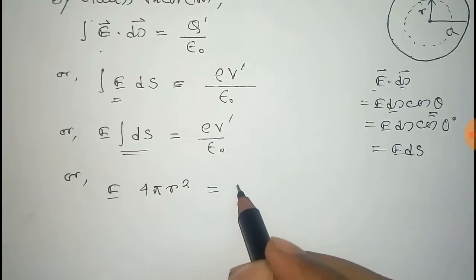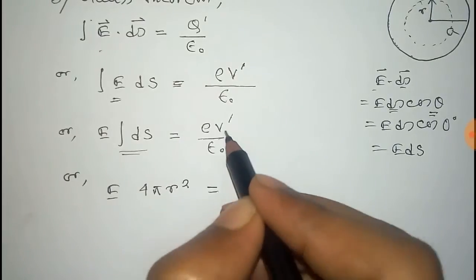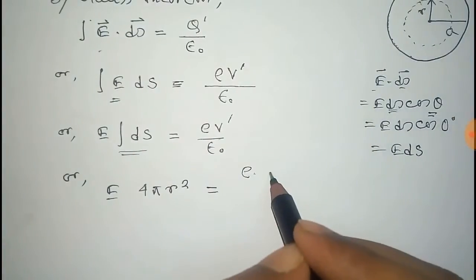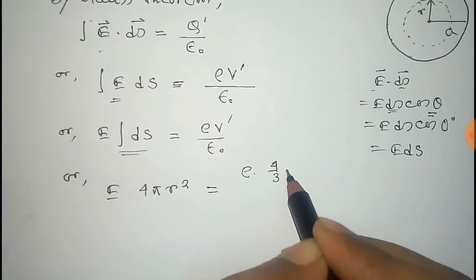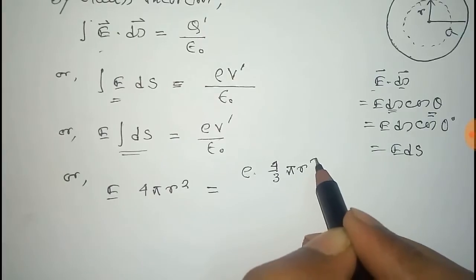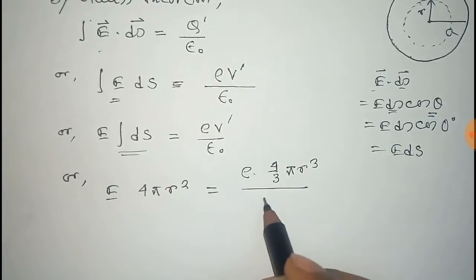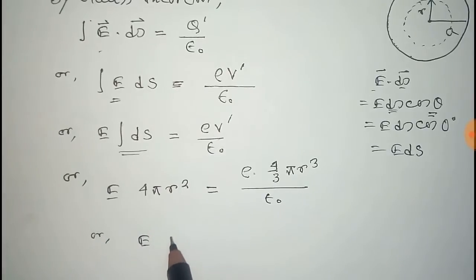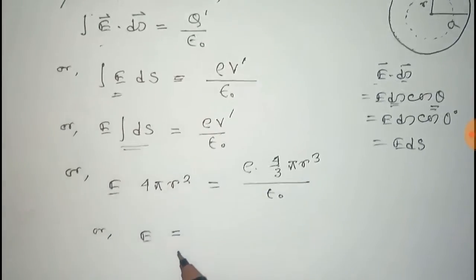That is equal to rho, and the value of V prime, the volume of the Gaussian surface, is 4/3 pi r cube, by epsilon naught, or E equal to.